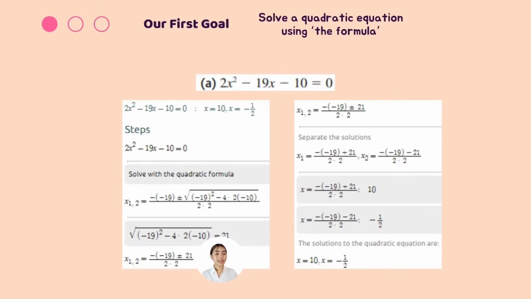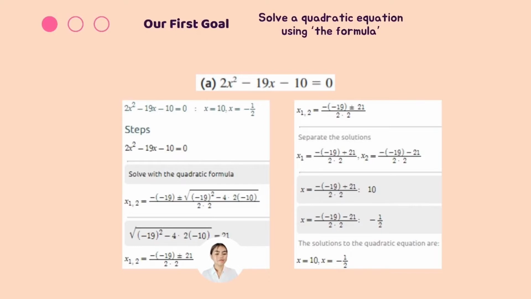So A is equal to 2, B is equal to negative 19, and C is equal to negative 10. Here, we need to solve with the quadratic formula. The quadratic formula is negative b plus or minus the square root of b squared minus 4ac, divided by 2 times a. So we have negative 19 as our b, plus or minus the square root of negative 19 squared minus 4 times our a, which is 2, times negative 10, which is our c, divided by 2 times 2, which is our a. After that, negative 19 squared is equal to 361.